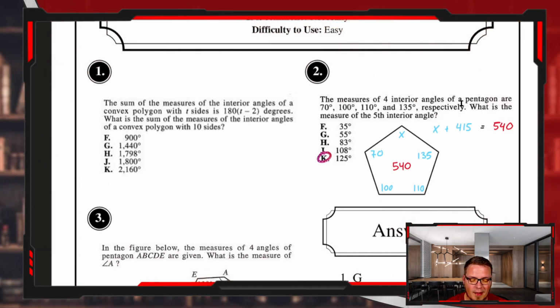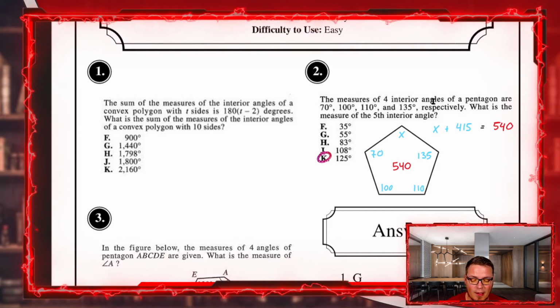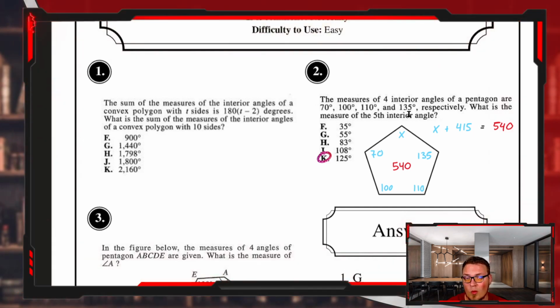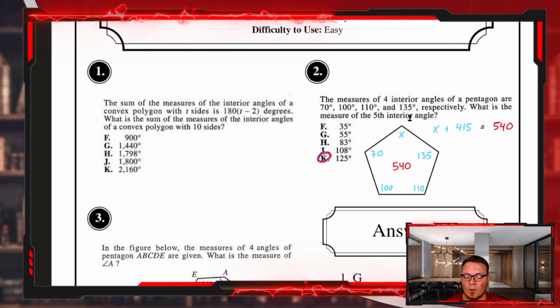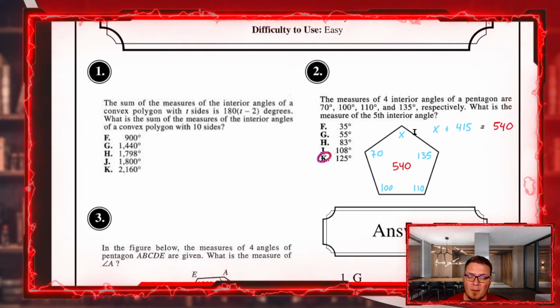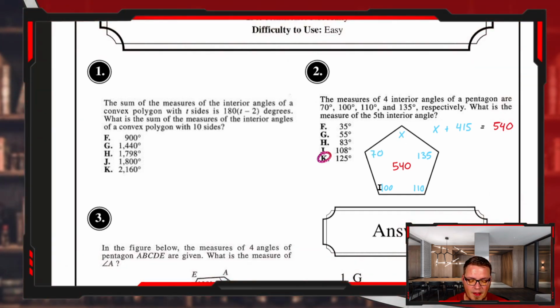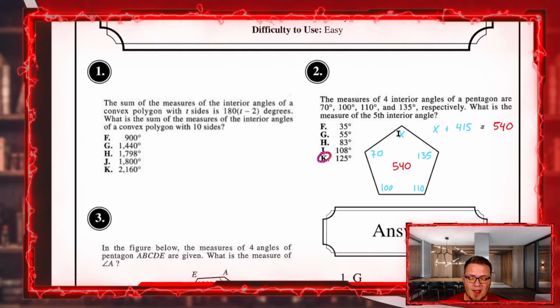They're talking about a pentagon, and they told us that the given angles are 70, 100, 110, and 135. They want the fifth angle. So I just drew a little picture to help me better visualize this. I have 70, 100, 110, 135, and x.